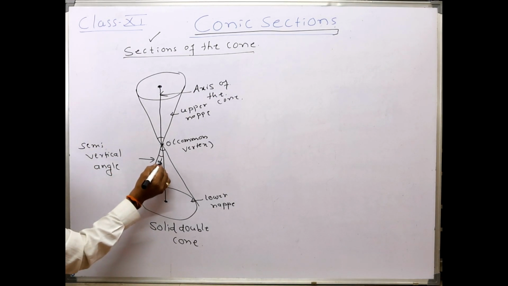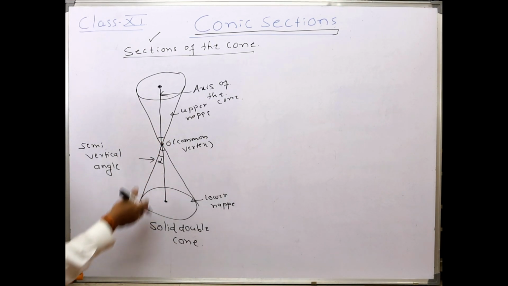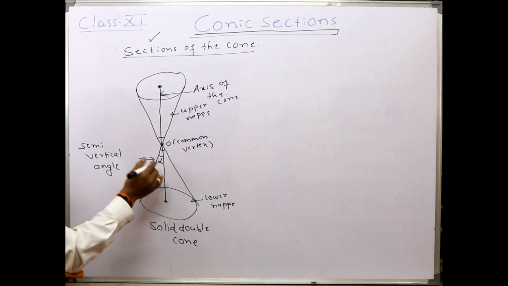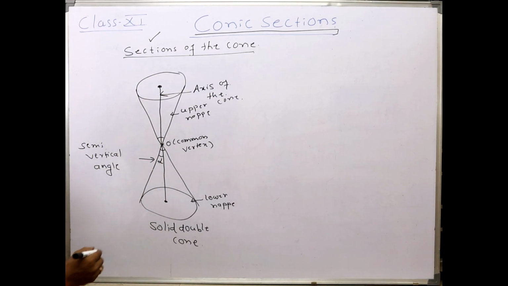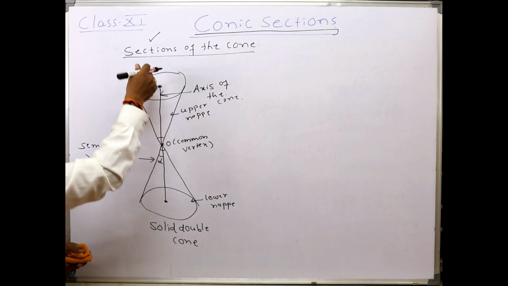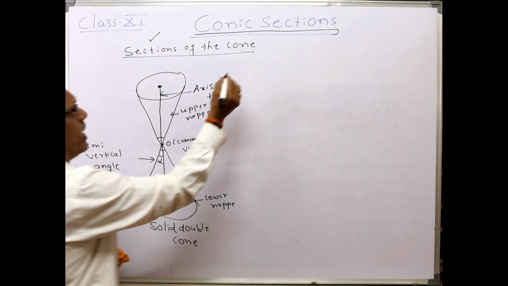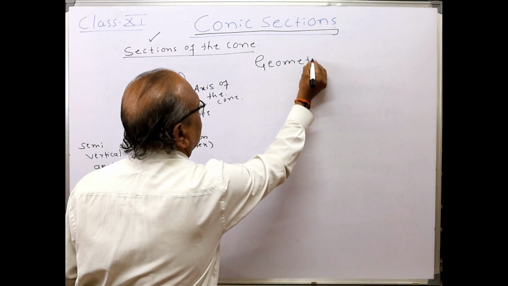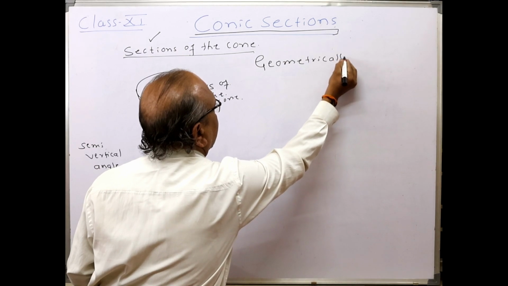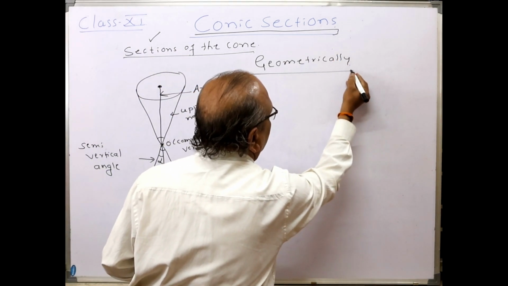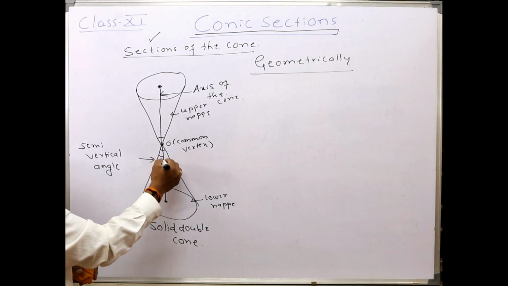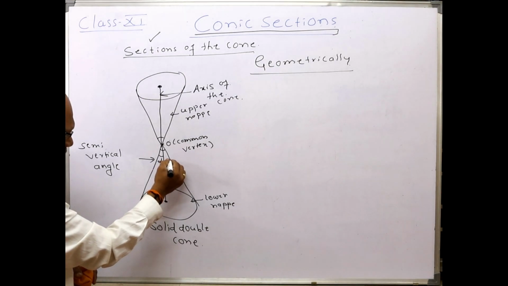And we take this semi-vertical angle as a standard to cut this particular solid double cone at different angles with respect to semi-vertical angle. Suppose that I slice this solid double cone, you will get the sections of the cone. We'll try to understand the sections of the cone in the first part geometrically. Geometrically, how we can get the different sections of the cone, we'll try to understand. Suppose that I slice this particular solid double cone at an angle beta, which is equal to alpha.